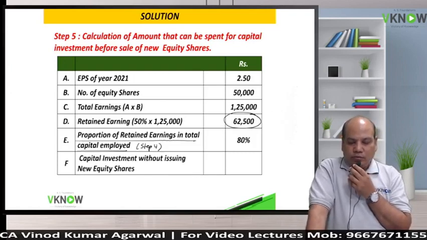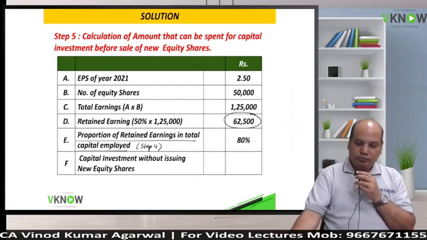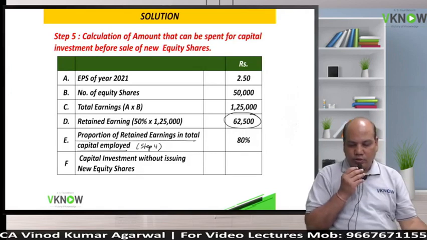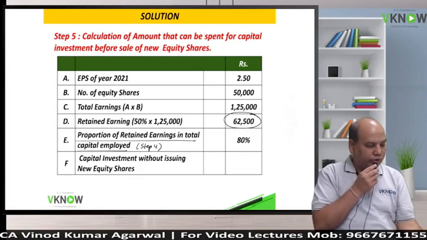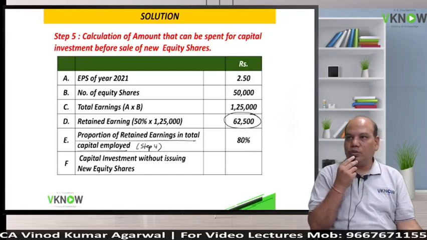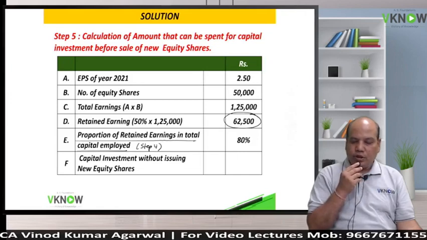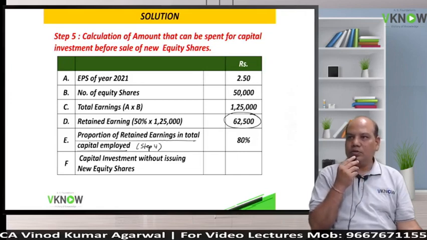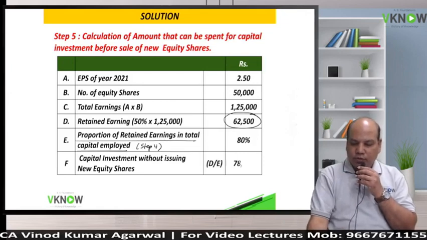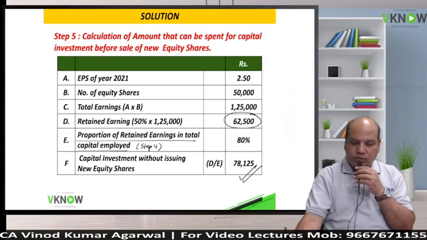So what we will get now is the answer of this question. Capital investment without issuing new equity shares. So what will you do? D divided by E. Come on. So on your calculator, D by E. 78,125. So 78,125 is the answer.